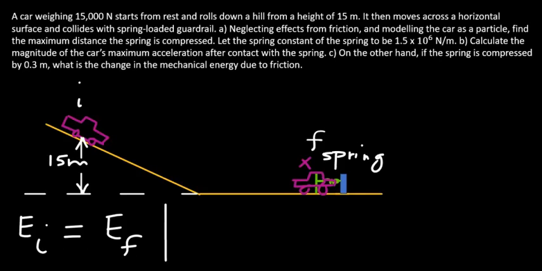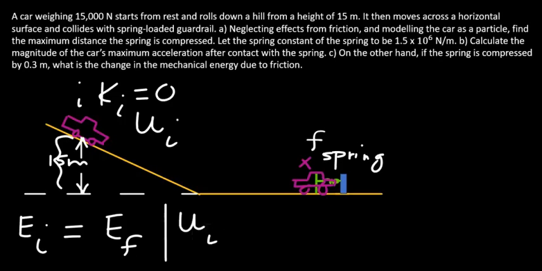At the initial state, the car is not moving, so its kinetic energy there is zero. However, it is at an elevated position from the ground. That means it should have gravitational potential energy. So the total mechanical energy of the car at the initial state consists of only the gravitational potential energy. We shall take the ground level to be the level where the gravitational potential energy is 0 joules.